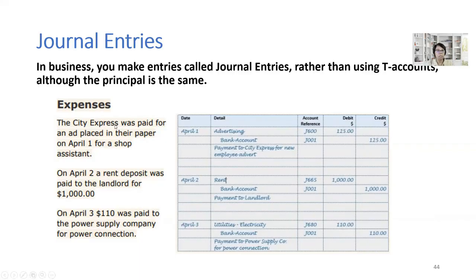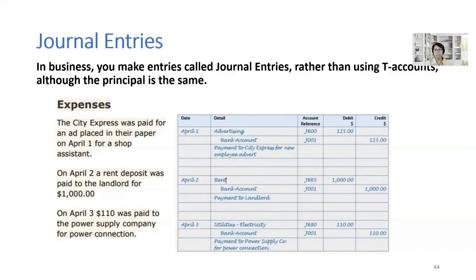Okay. So here's the journal entry. City Express was paid for an ad placed in their newspaper on April 1st. They're looking for an assistant. So for a journal entry, you always write the date. And here's the detail. You always, I said it before, you always record the debit first. It's debit and then credit. That's just the way accounting goes.